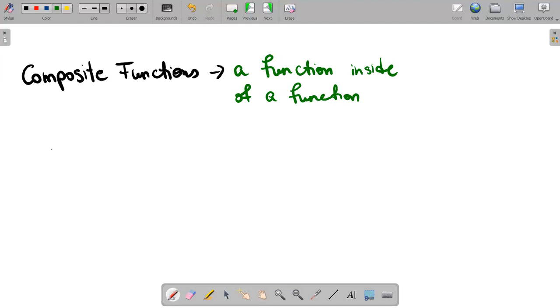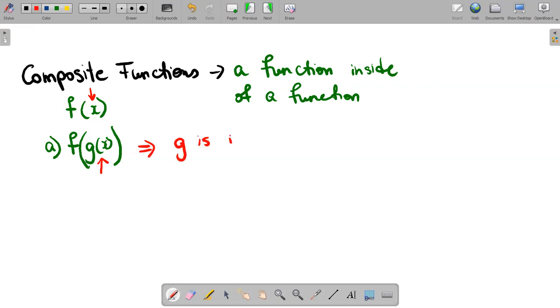If I say, for example, f of g of x, usually we are accustomed to seeing f of x, so we know the most important thing we're substituting here is x. But with a composite function, instead of x, what is inside of f? An entire function itself. Everybody see that? So in this case, who is inside of who? g is inside of f.